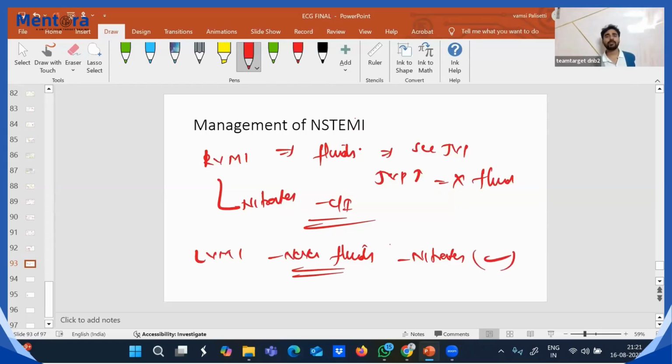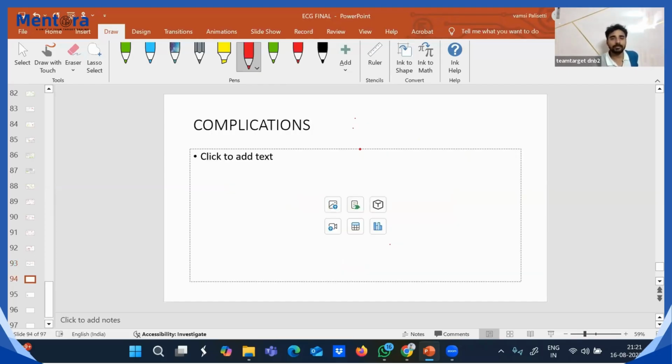Rest all things are the same: morphine, painkillers, you can give opioids, and other things are dual antiplatelet therapy, statin you give, anticoagulation you give. Please study anticoagulation, go for the exam, right? And the last thing is, they'll ask you what are the complications of the MI.